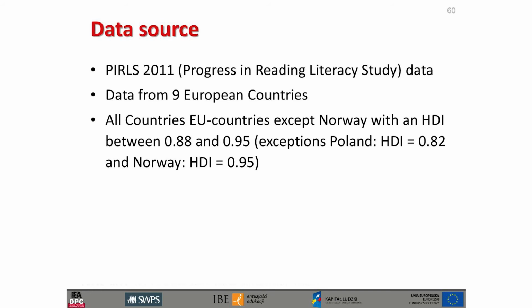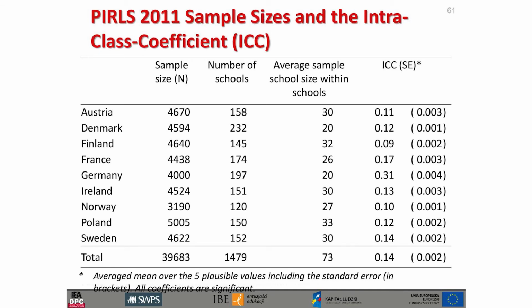And they all have an HDI, which is Human Development Index, between 0.88 and 0.95, and the exceptions are Poland with a lower HDI and Norway with a higher. But I tried to keep them on a similar level, to keep them close. And this is a preliminary analysis on the sample sizes.